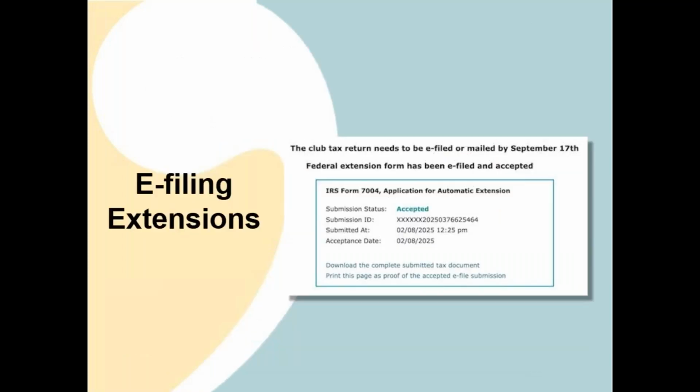You will see this notice on the bivio taxes page after the Form 7004 extension application is accepted. Click to download and print the submitted extension document. It is important to download and print this page as proof of acceptance. If your club is required to also file a state tax return, be aware that some states require you to file a separate extension directly with that state.